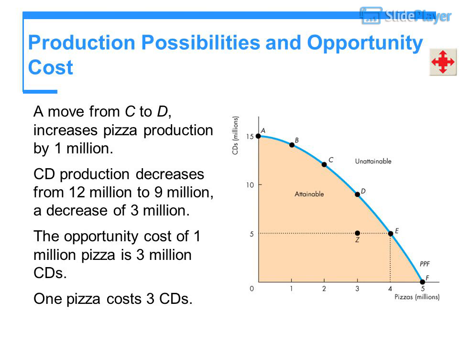A move from C to D increases pizza production by 1 million. CD production decreases from 12 million to 9 million, a decrease of 3 million. The opportunity cost of 1 million pizza is 3 million CDs. One pizza costs 3 CDs.